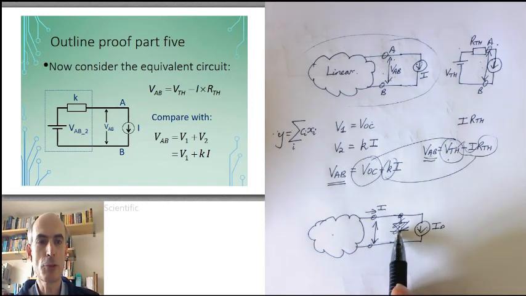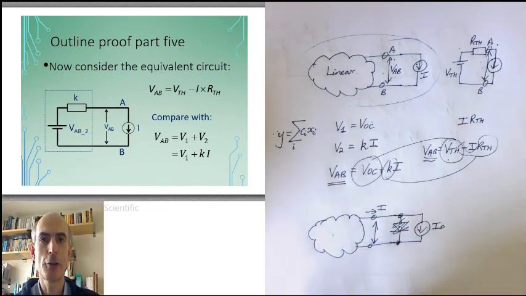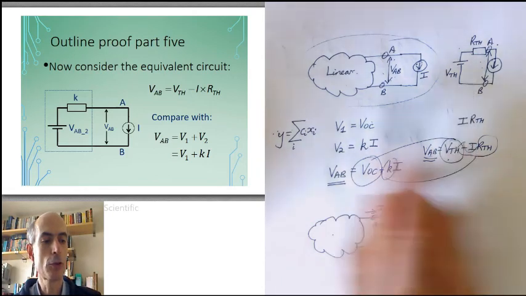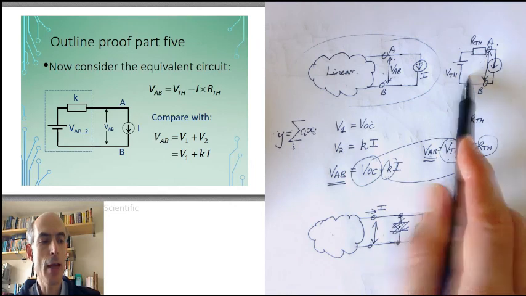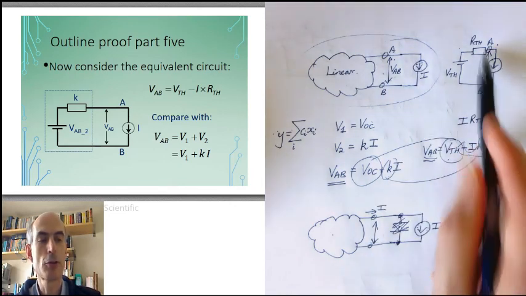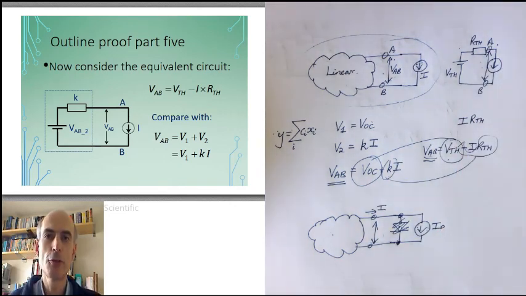And I can do the same trick no matter what I add to the output of my linear circuit. Which means that these two networks are going to be equivalent for any load that I attach to the outputs. The load doesn't have to be linear.